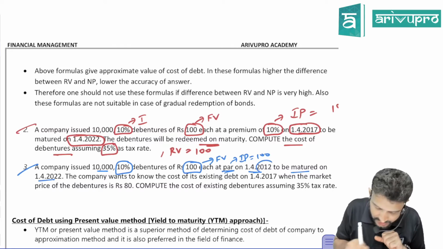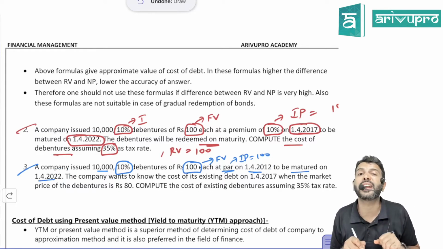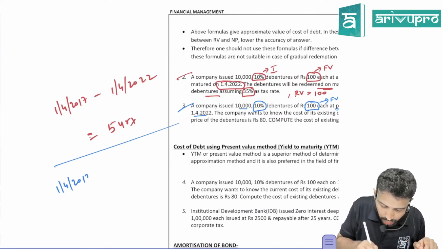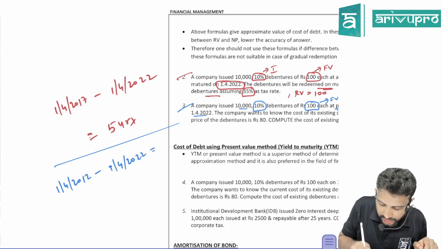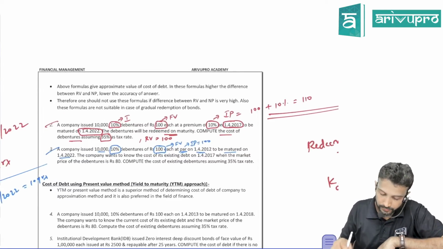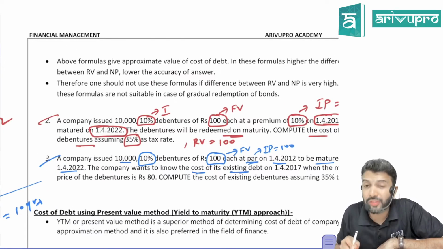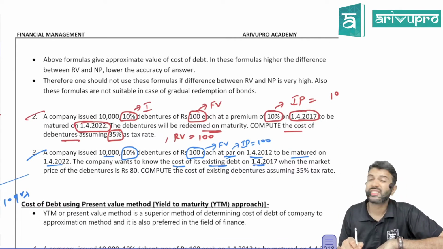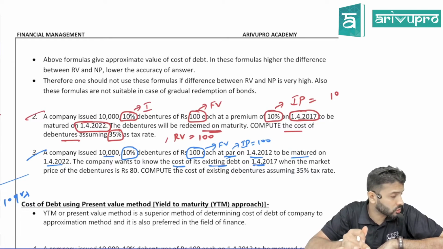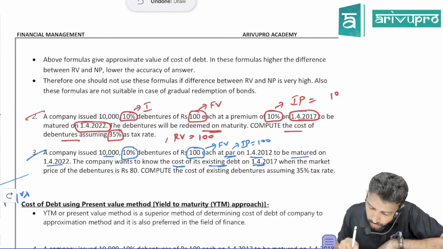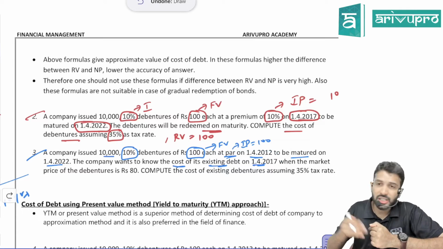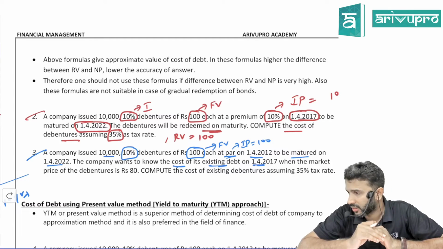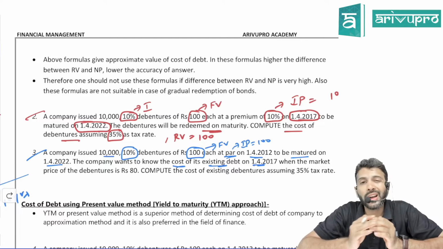Count from 1st April 2012 to 1st April 2022. It is 10 years, correct? The company wants to know the cost of existing debt. On which date? 1st April 2017. We want to know the cost of debt on 1st April 2012 or 1st April 2017. These debentures are newly issued or already issued? So is it a new one or an existing one? For an existing one, what should you use as net proceeds?